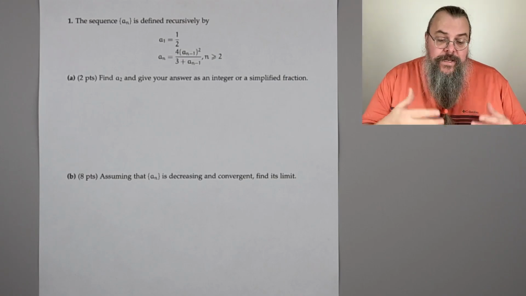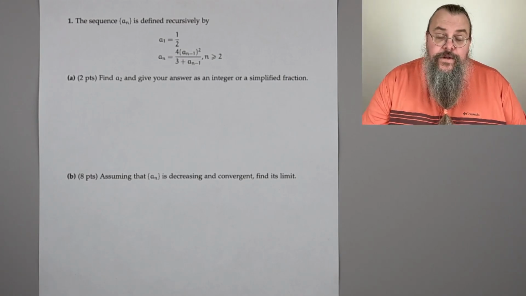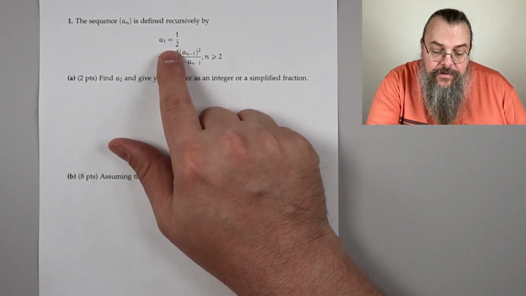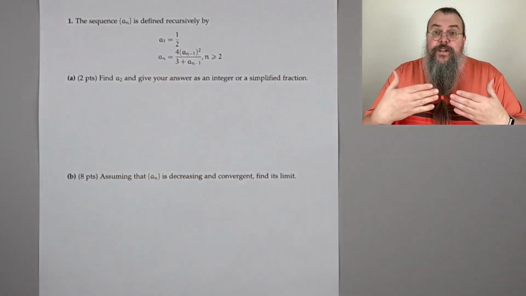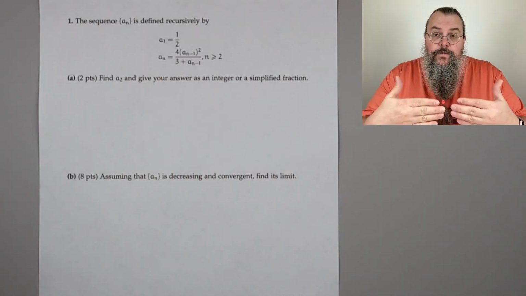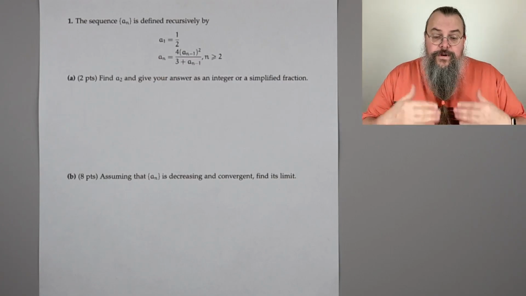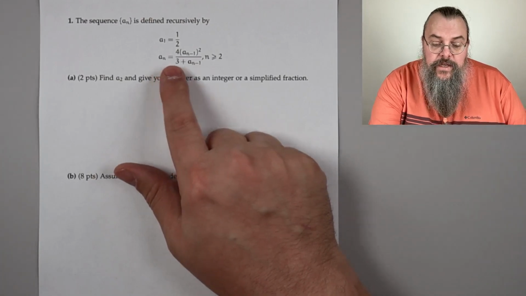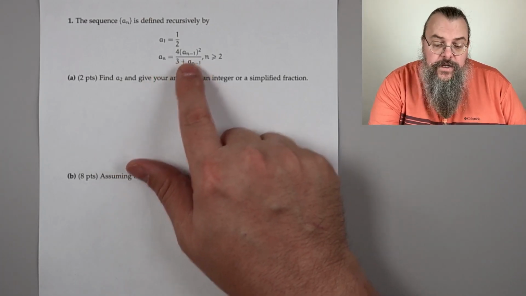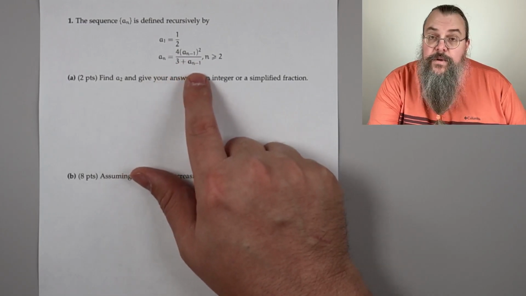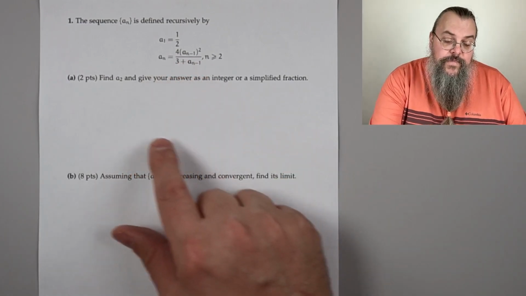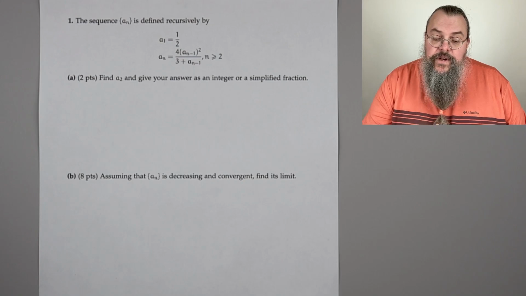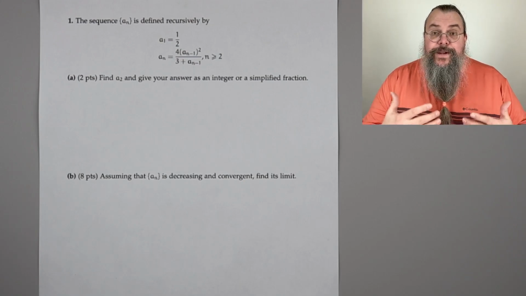Number 1. The sequence AN is defined recursively by, we have a start, A1 is a half, and then we have a rule. So that's what it means by recursive. In other words, to figure out the term I want, I look at what comes before. And so it says, if I want a term, I can find it by taking 4 times the previous term squared, divided by 3 plus the previous term. All right, part A. Find A2 and give your answer as an integer or a simplified fraction.